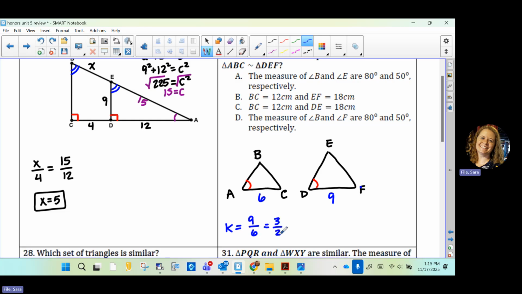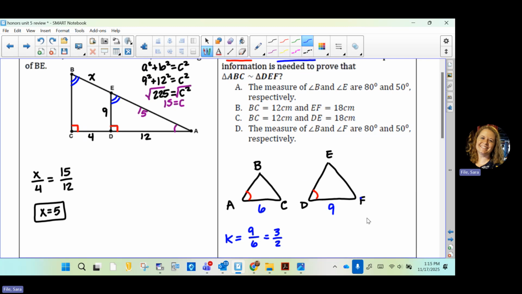So I know the scale factor should be 3 halves. To have enough information to prove that these are similar, I either need angle, angle, side, angle, side, or side, side, side, right? So let's read through our choices. They say if the measure of angle B and E are 80 and 50 respectively. Well, if these are similar, wouldn't B and E have to be congruent? So no, that would not work. E and B would have to be congruent. So that won't prove them similar.